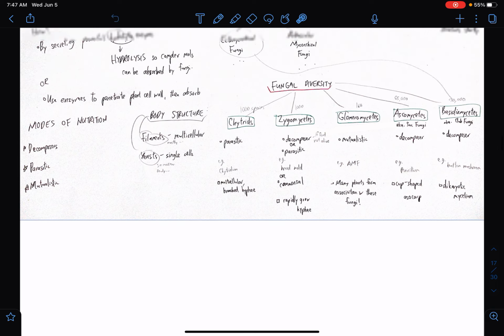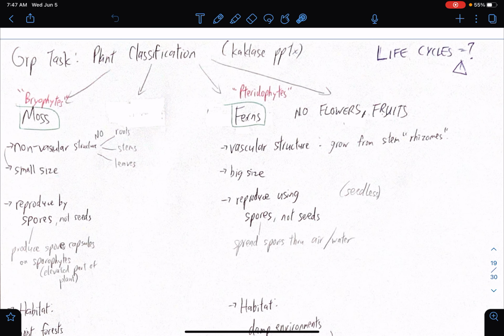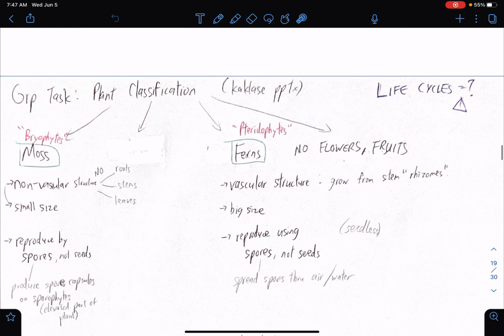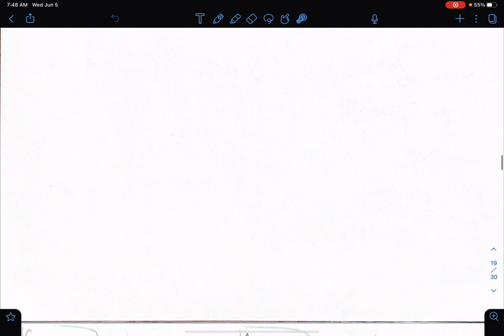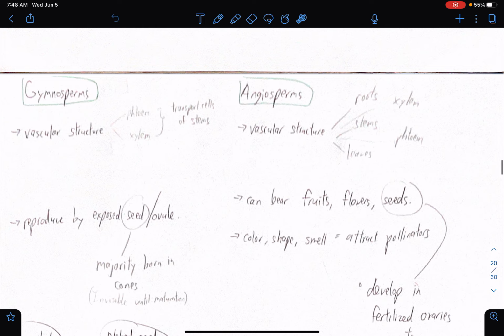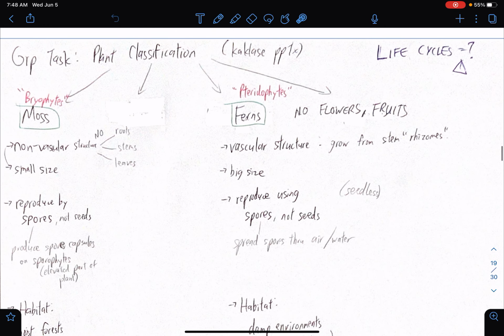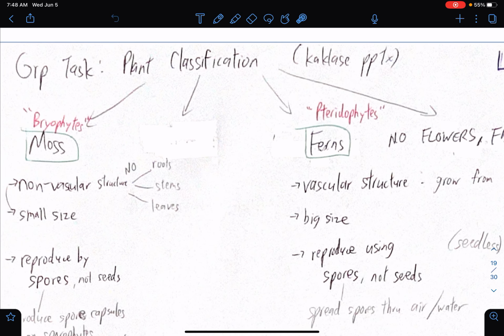This is after fungi. So, plant classification. I remember we have 4, and mosses and ferns are 2 of them. Yes, we have gymnosperms and angiosperms. I still remember that there is this particular classification wherein they're seedless, but they are vascular. But we'll get to that soon.